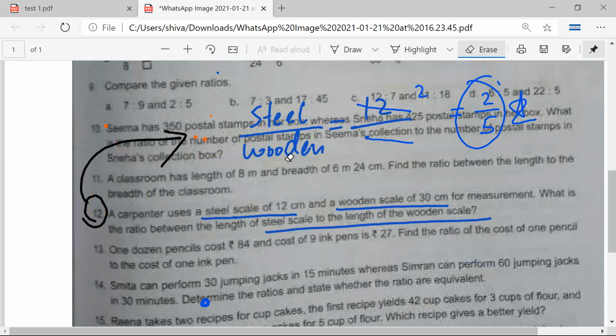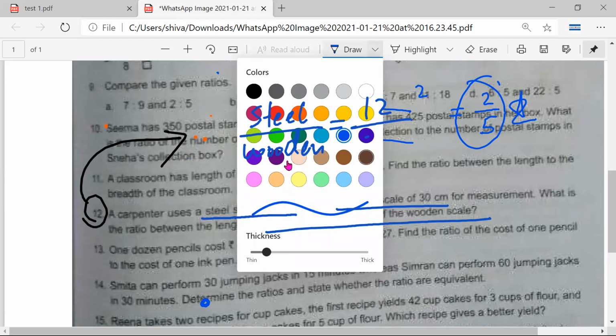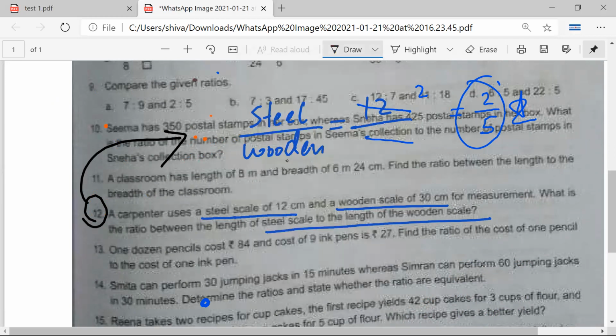Okay, have you guys done question 14 also? No, sir. We didn't do 14. Okay, can we discuss it now? Smita can perform 30 jumping jacks in 15 minutes, and Simran can perform 60 jumping jacks in 30 minutes. Mr. Satya, have you understood? Yes. So determine the ratios and state whether the ratios are equivalent.